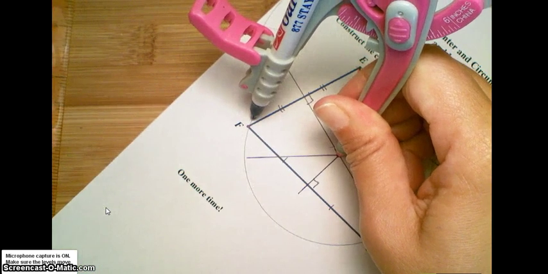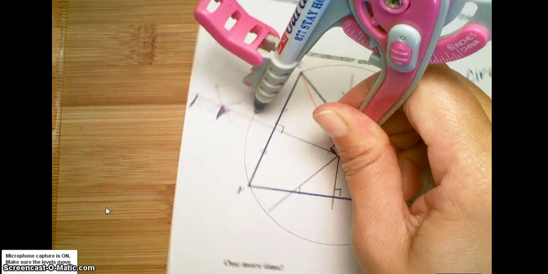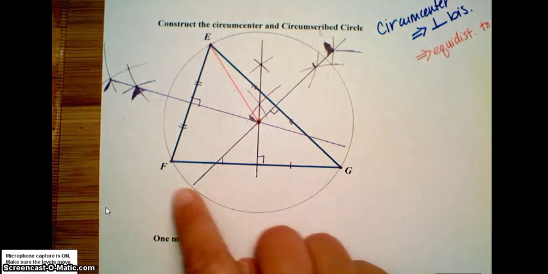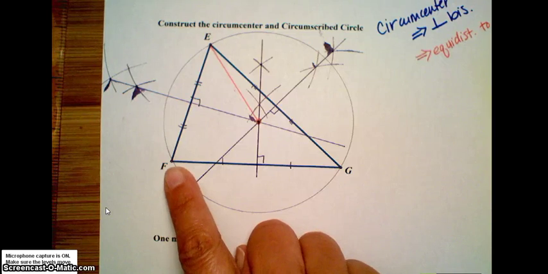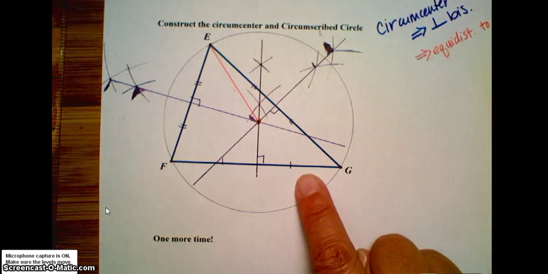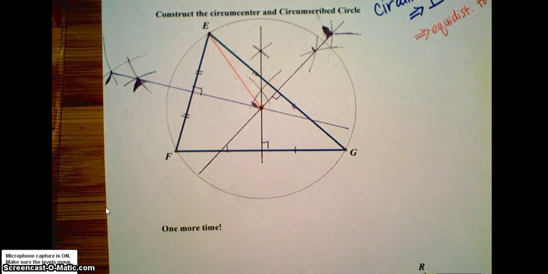Let's see how I did with my circumscribed circle. Oh, not too bad. What usually ends up happening is you'll hit two of the vertices, and your third one will be off by a little bit. As long as you're not off by like a quarter inch, you're probably okay. Your construction marks will show that you've done the proper construction, and your compass probably just moved a little bit.